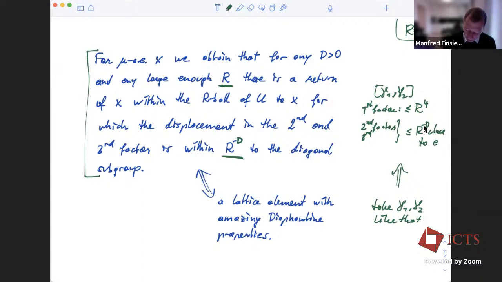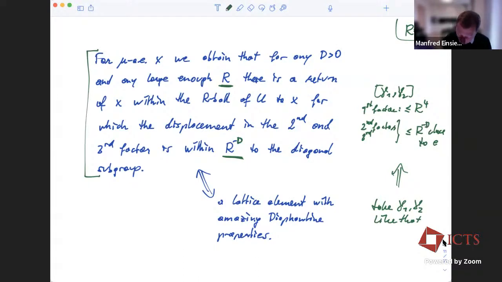So that means when you look at this commutator, which is an algebraic object, the first factor corresponds to the one Galois embedding, and the second and third factors correspond to two other Galois embeddings. If you look at this algebraic number and compare it to the identity element, say you look at the non-diagonal entries of the commutator. In the second and third Galois embeddings, they are R to the minus D. And in the first, they are R to the 4.